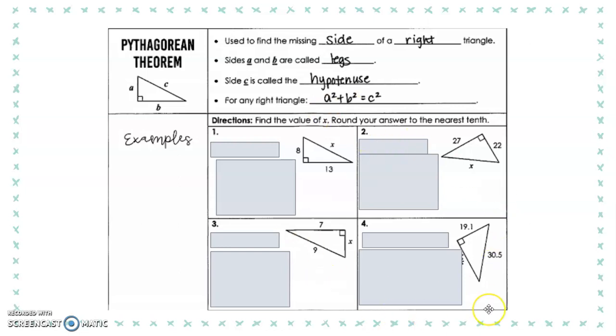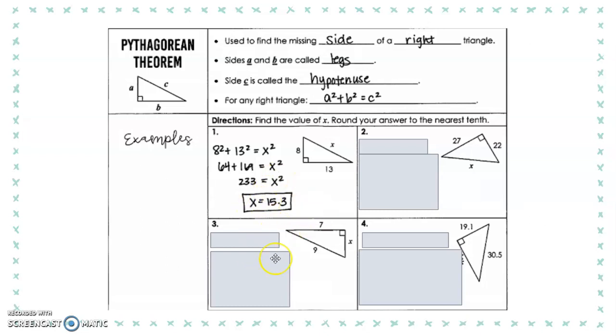So just a couple of basic examples. For number one, we see that we were given our two legs and we want to find the hypotenuse. When we write out that equation, it's 8 squared plus 13 squared equals x squared. When we solve, remember we're going to simplify the left side, and then to undo a square, we square root both sides, and we have our decimal approximation as 15.3. In this case, it did ask us to round to the nearest tenth. Sometimes it might ask for the hundredth.